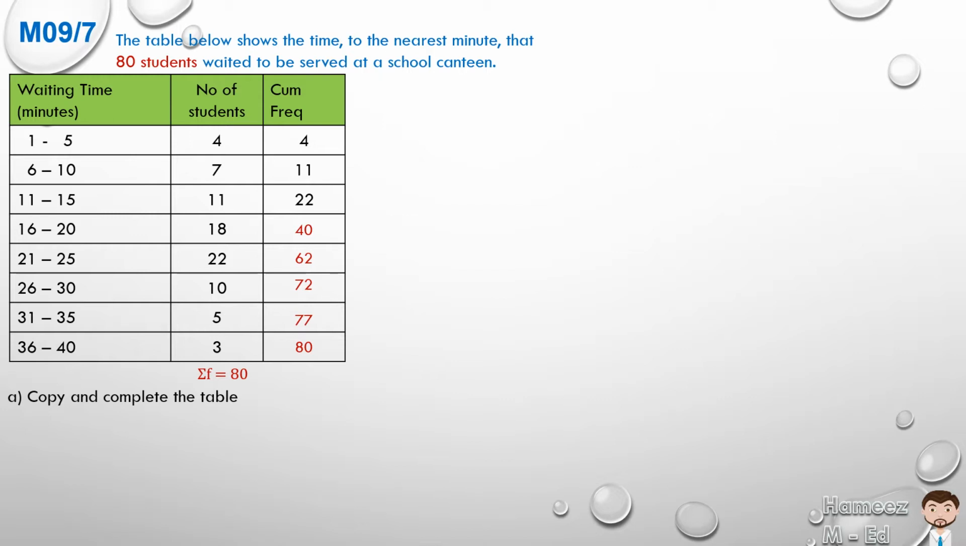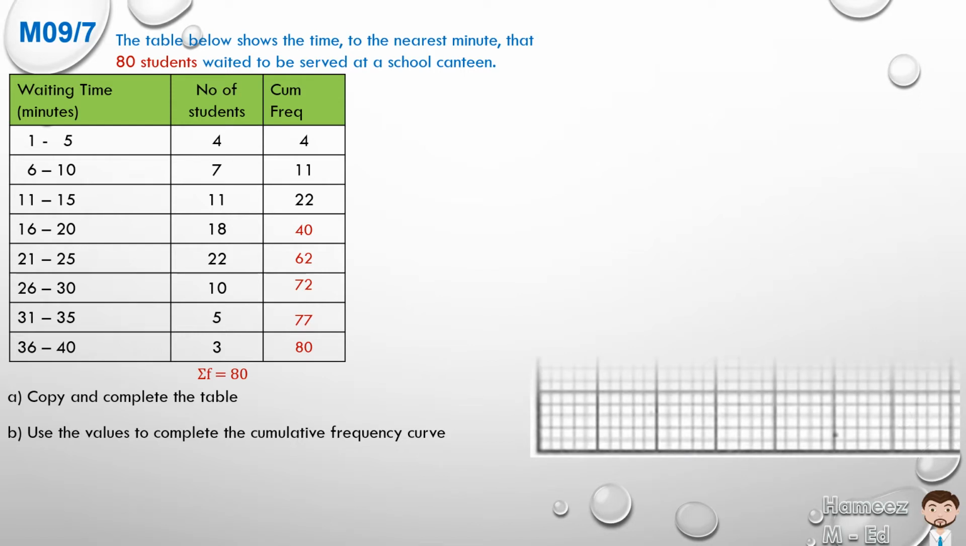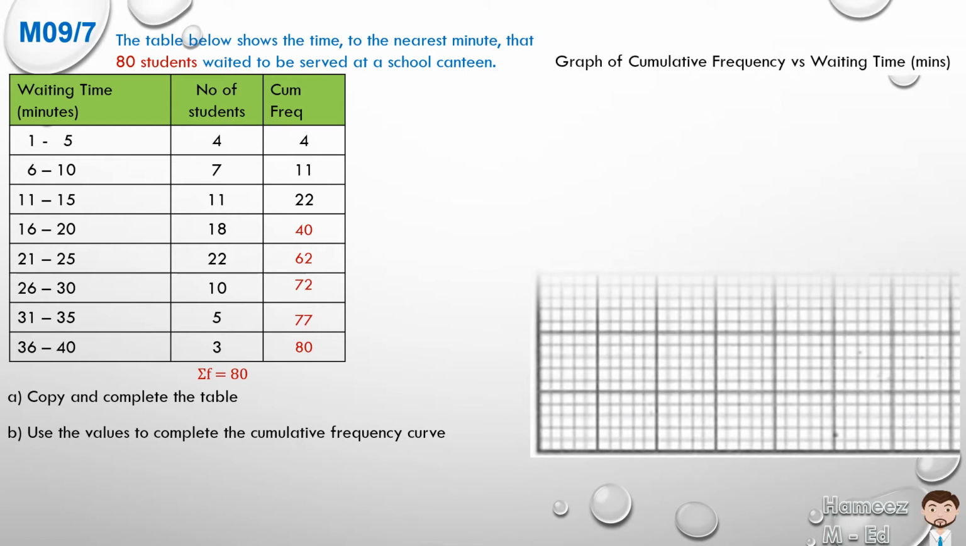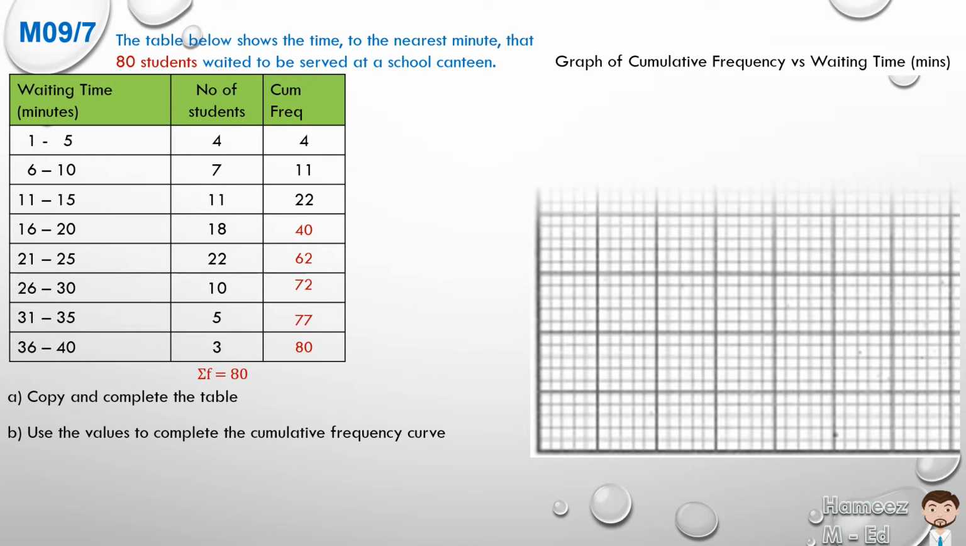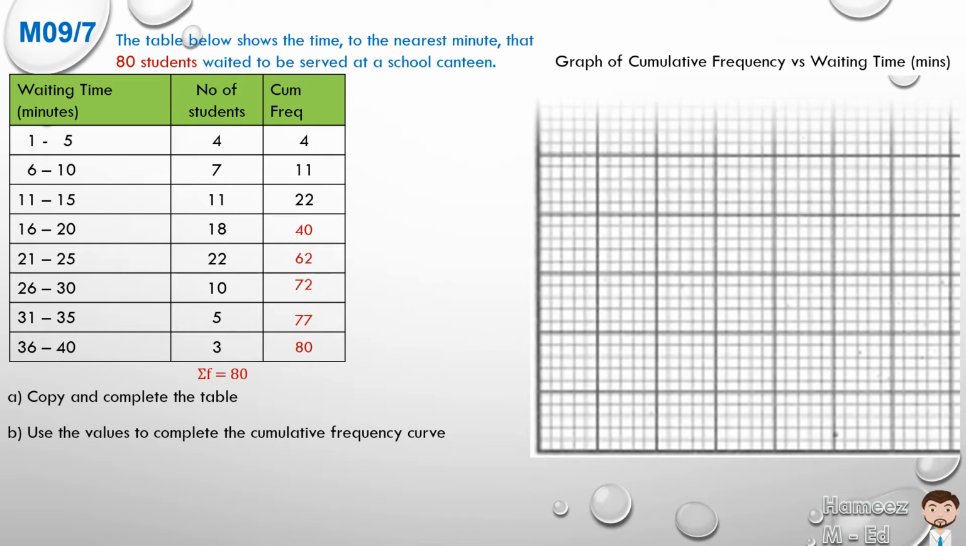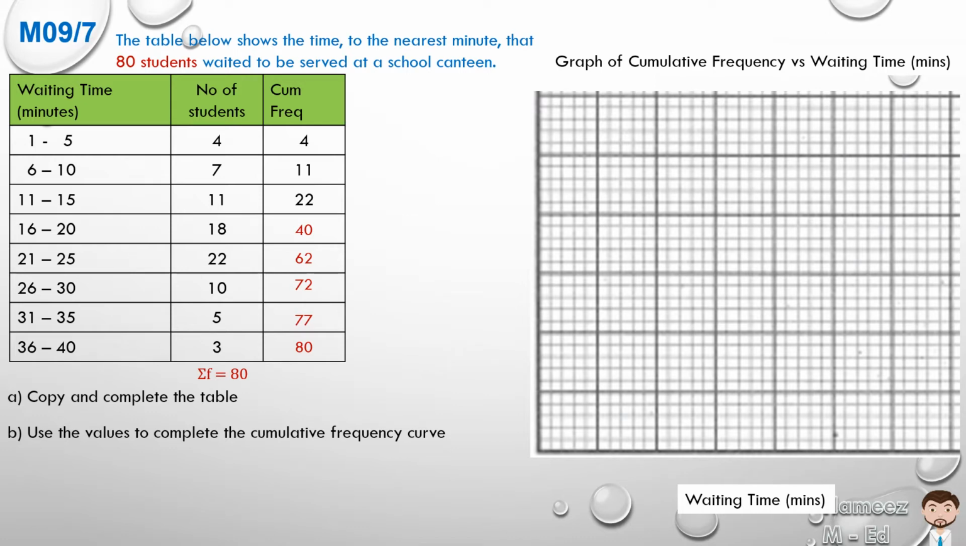Now that we have done that, you can look at part B. Use the values to complete the cumulative frequency curve. As we look at this curve, remember, it's a graph of cumulative frequency versus waiting time in minutes. So our x-axis should be the waiting time in minutes, and we can see our waiting time ran from 0 to 40. So the minimum we should go to is 40 or 50 according to the size of our graph.